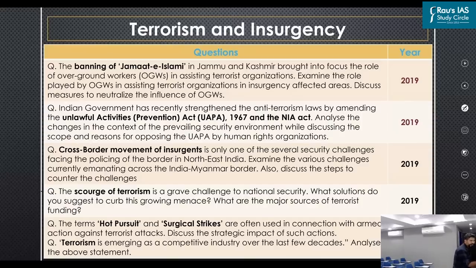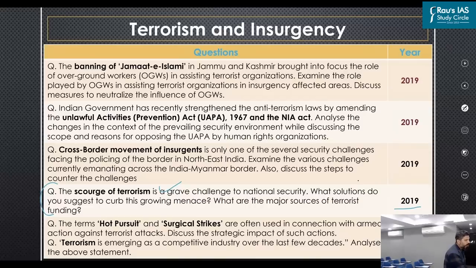For example, this question that was asked in 2019 is similar to the question that has been asked this year. In this, UPSC required us to answer that the scourge of terrorism is a grave challenge to national security. What solutions do you suggest to curb this growing menace? What are the sources of terror funding? So it had three dimensions. What exactly is terrorism? What are the challenges it poses? What are the solutions?